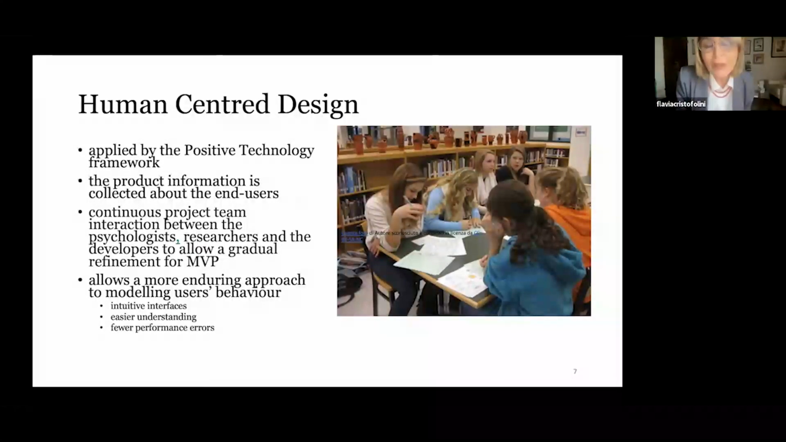And this design involves a continuous project team interaction between us psychologists, us researchers, of course, the scientific supervision of Professor GAGGIOLI, and the developers and the users. So this is why we have been realizing so far three focus groups with more than 80 young people, transnational groups, to have their continuous feedback on this perpetual, progressive prototype that we have been realizing.